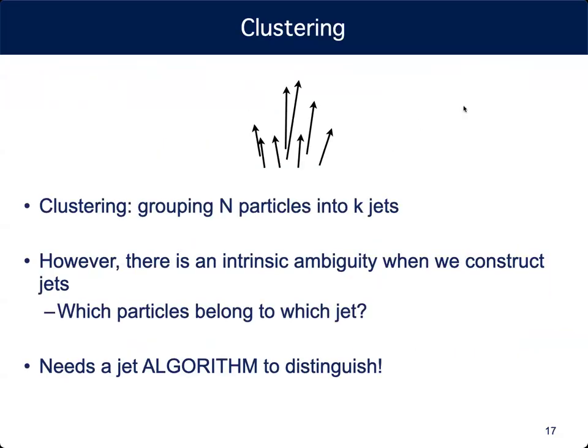So what we really have now is a clustering problem, which is a data science problem, right? This is something that a lot of different fields face. What you're trying to do is group n things into k objects. In our case, it's grouping n particles into k jets. So we have, let's say, 300 particles. You want to group them into 2 jets or 1 jet, let's say. However, there's a very intrinsic ambiguity. You don't know which particle will belong to which jet.